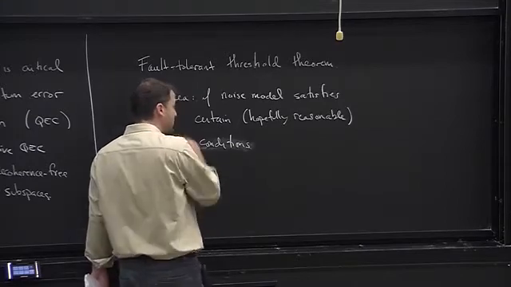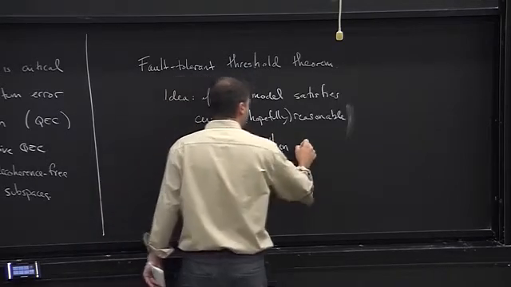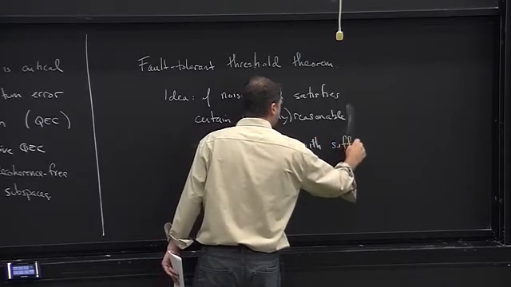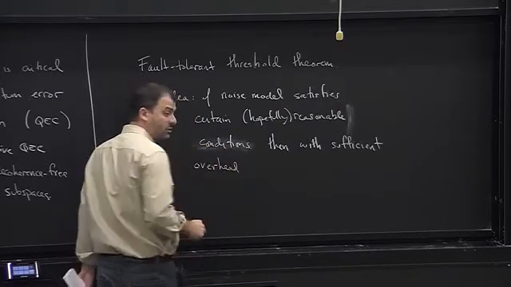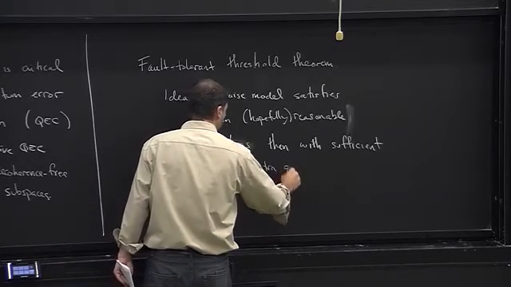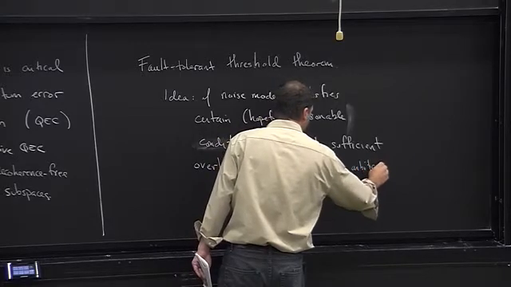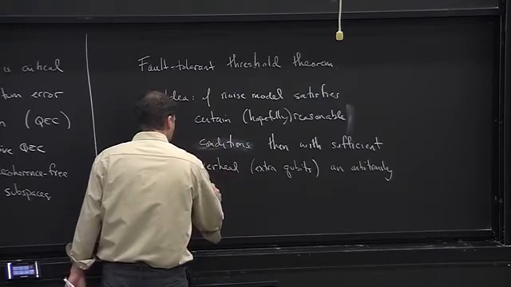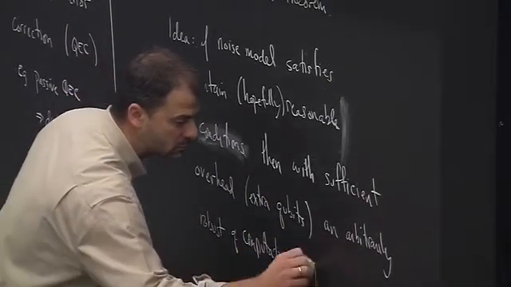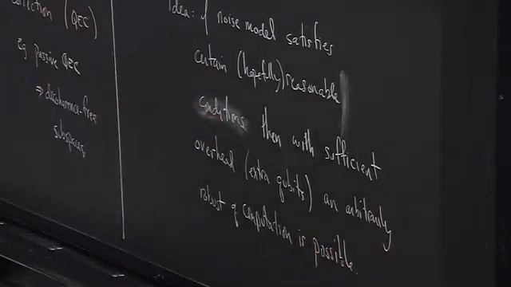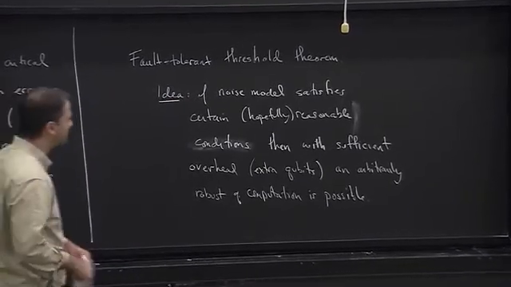If the noise satisfies certain reasonable conditions, then with sufficient overhead, by overhead I mean extra qubits, an arbitrarily long, robust quantum computation is possible. Okay? So this is a very fundamental thing that makes quantum computing a reasonable possibility to aim for.